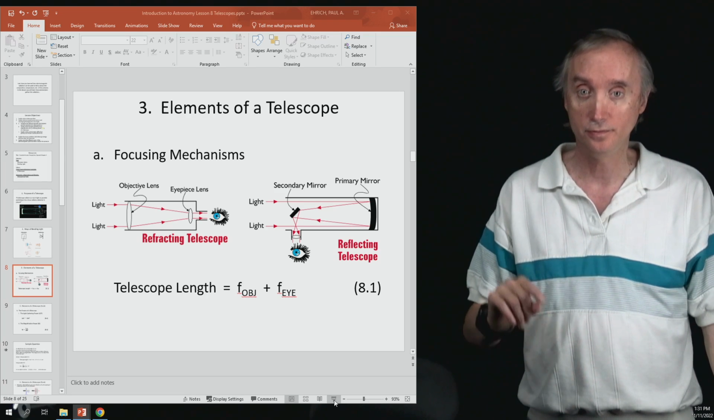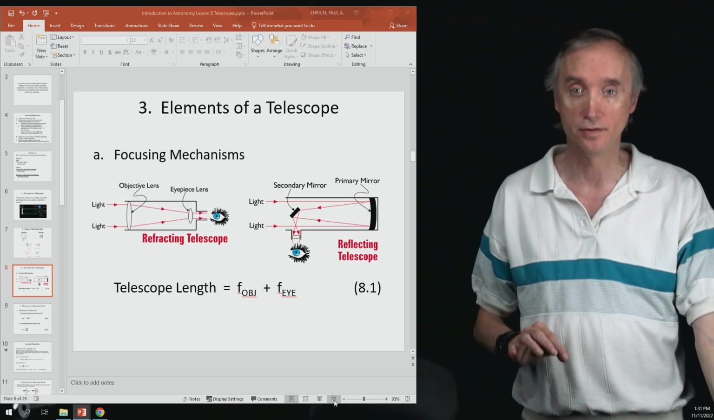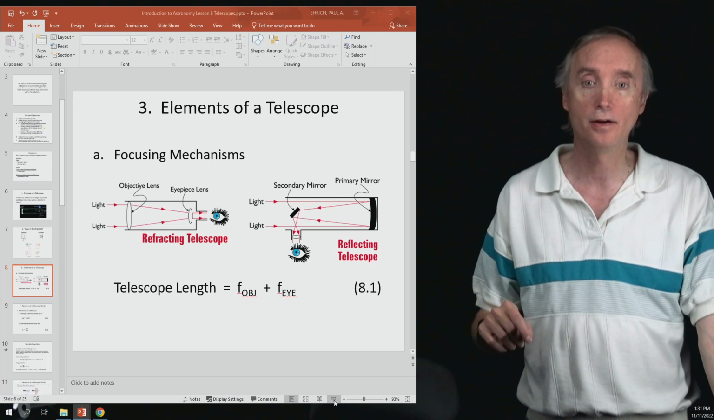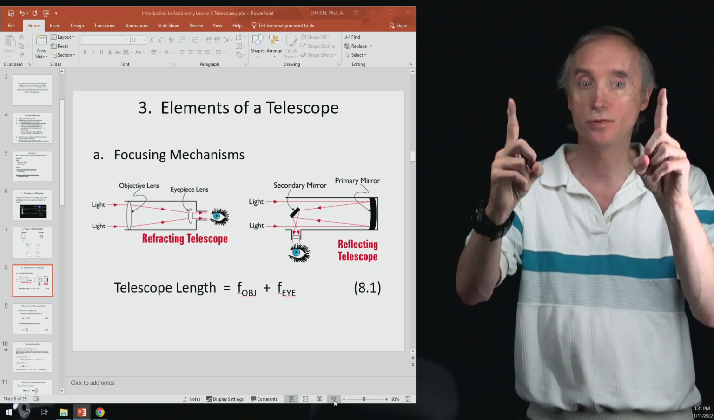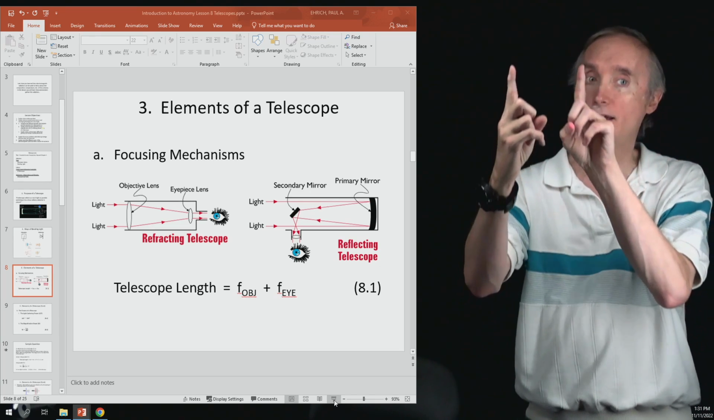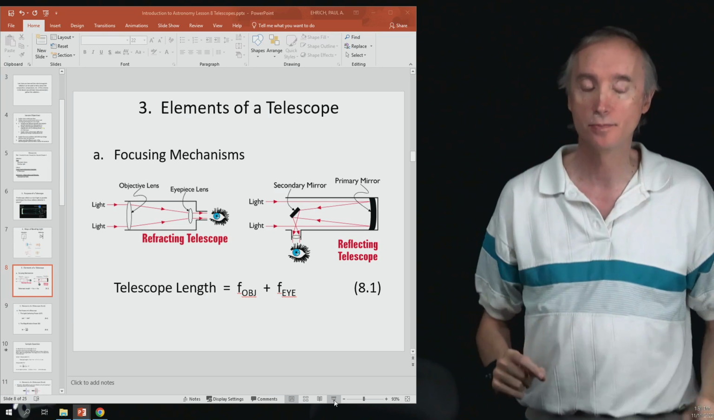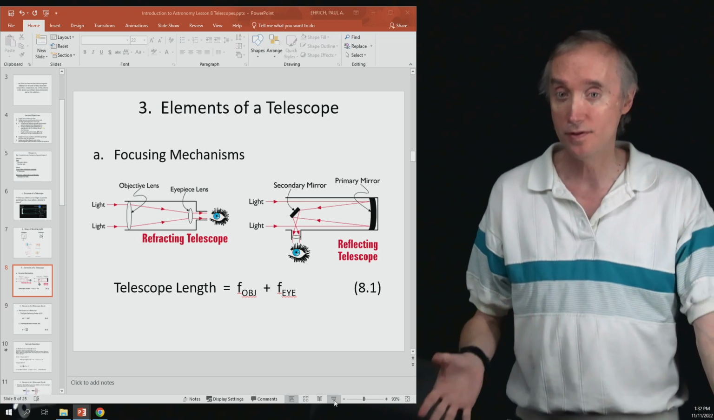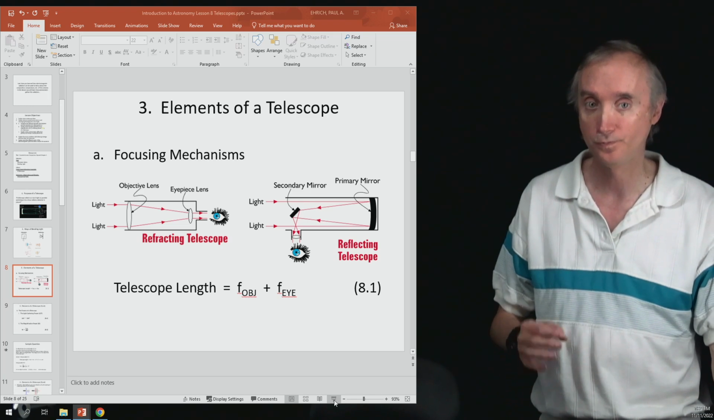You take the focal length of the objective lens and add it to the focal length of the eyepiece, and that's the distance between the two lenses. When you hold it up to your eye, that gives you the best possible image of an object. So that was the original telescope, which just consisted of two lenses.